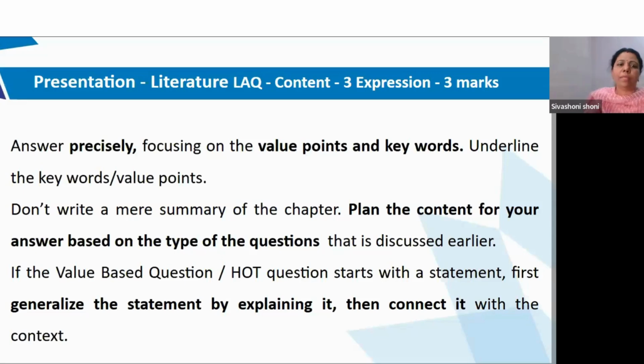Now when you are going for this next, as I told you, don't write the summary; it is always a planned answer. So before you start to write, do all the homework. As I told you, just think about it, identify, and plan how much to write.